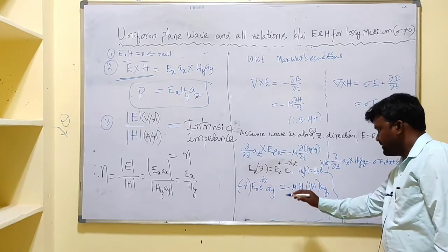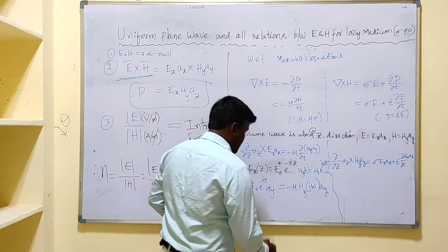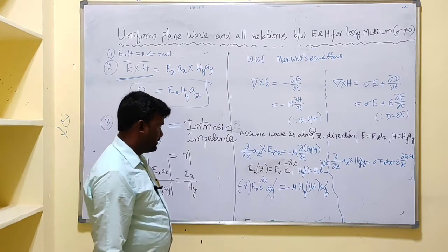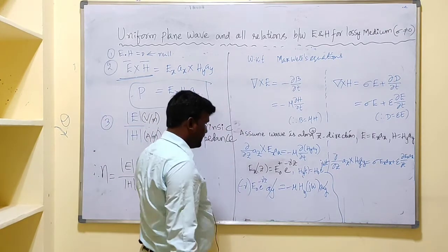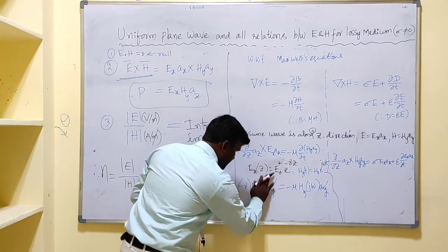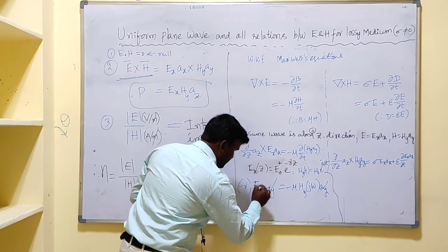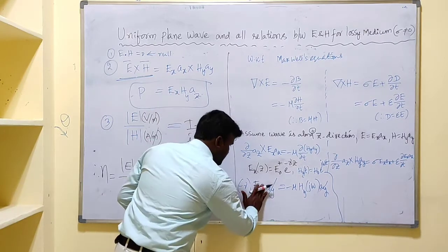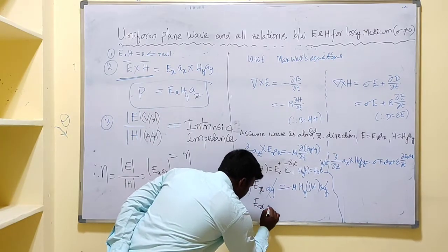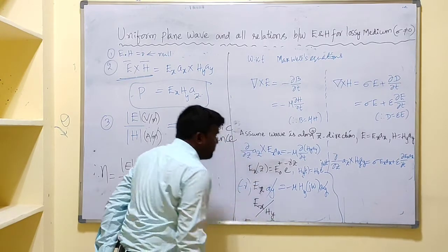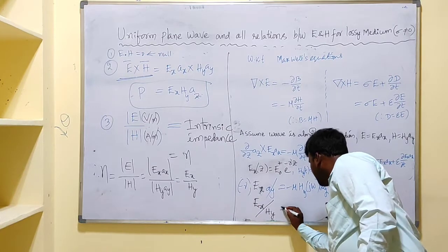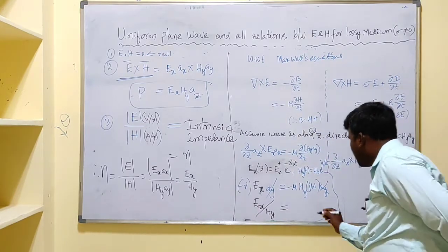Now simplify this. Basically this Ay cancels out, and here what you require is E naught into e to the power minus gamma z, which is nothing but our Ex. What we require is Ex by Hy. Now let us write the expression for Ex by Hy. Ex by Hy is nothing but what?